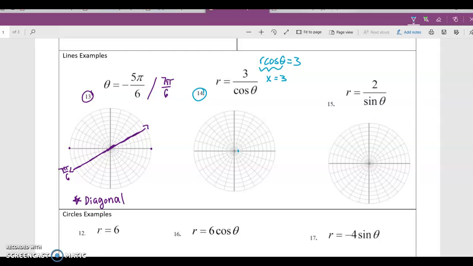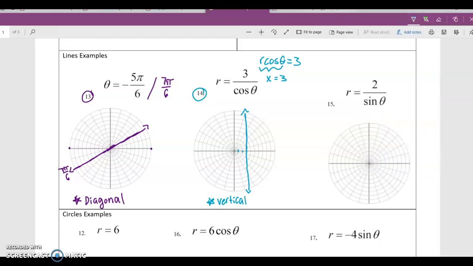So instead of counting out tick marks on the x-axis, we're counting out circles and layers of circles. So this right here is 1, 2, and 3. So my x just goes like this. So when we have r equals 3 divided by cosine of theta, this is a vertical line.